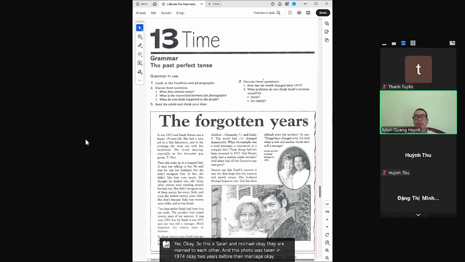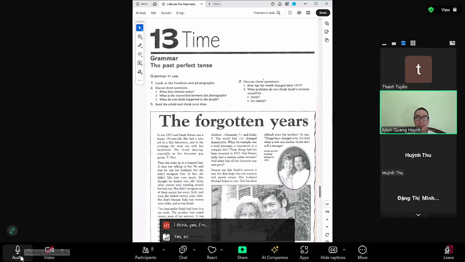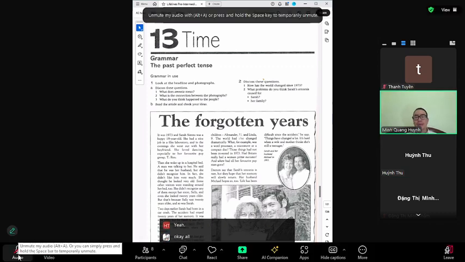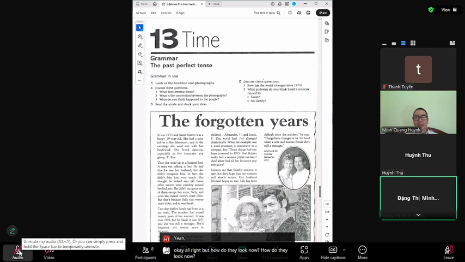All right. Now, look at the second one. Again, how many people do you see? Two, right? Also a man and a woman. Are they the same people as in the other photo? I think the same. Yeah. Okay. But how do they look now? Older. They look older.